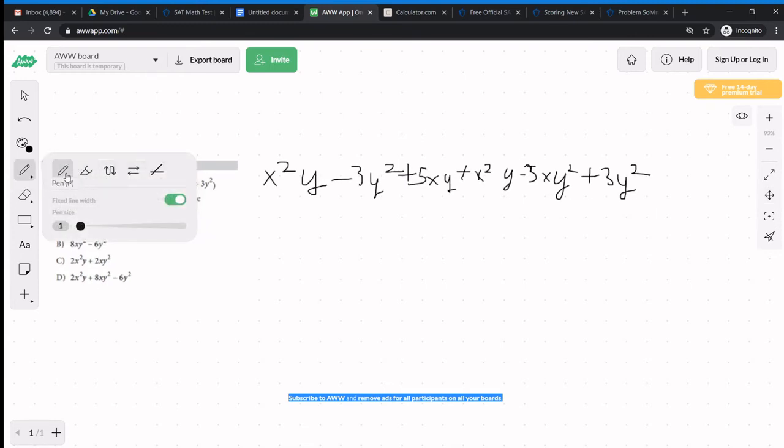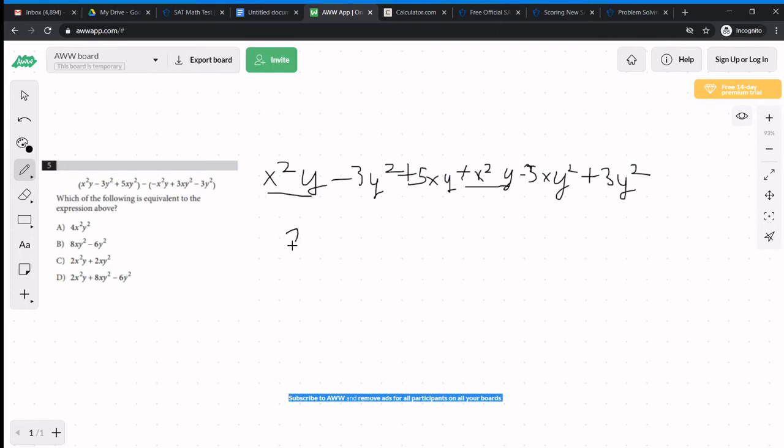Now we're going to add any like terms. x squared y, so we're going to get 2x squared y. Minus 3y squared plus 3y squared, those are going to cancel out. 5xy minus 3xy squared. So those won't cancel out. Oh, I'm sorry. It says 5xy squared. Well, it does combine actually. It turns into plus 2xy squared, which is this answer right here.